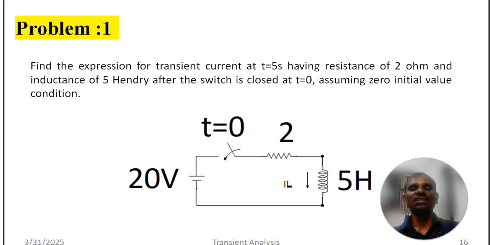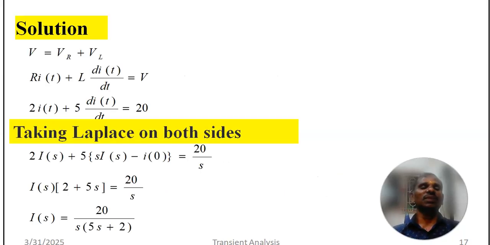Assume zero initial condition. So the supply voltage potential rise is equal to the summation of all your potential drops. So VR plus VL. So R into I of t plus L into di by dt, which is equal to V. So R is equal to 2 and L is equal to 5. If we take Laplace on both sides, 2 into I of s plus 5 into s into I of s minus the initial condition, which is already 0, so we just leave that, is equal to 20 divided by s.